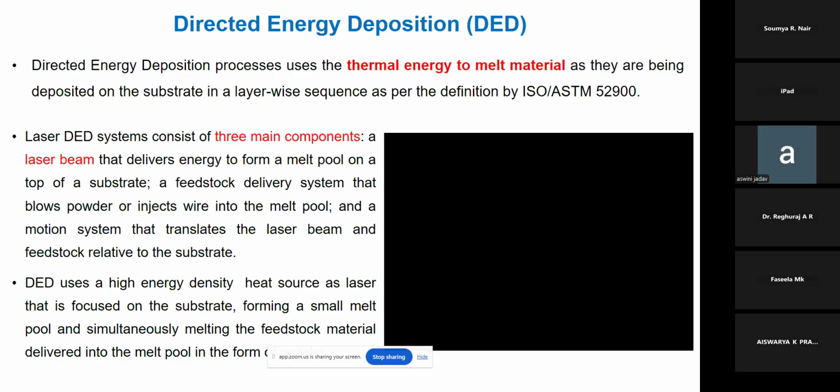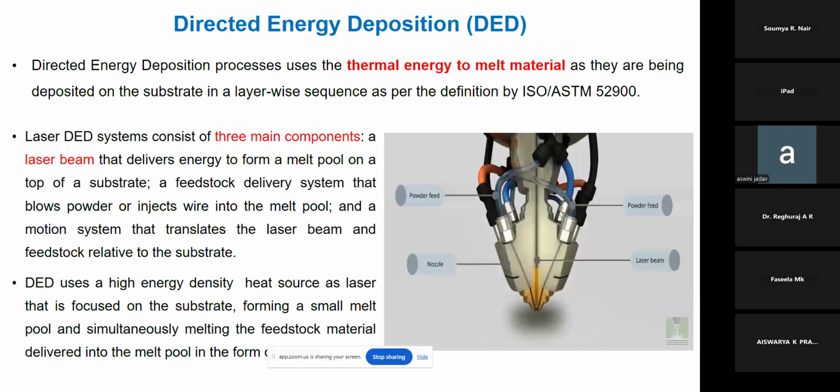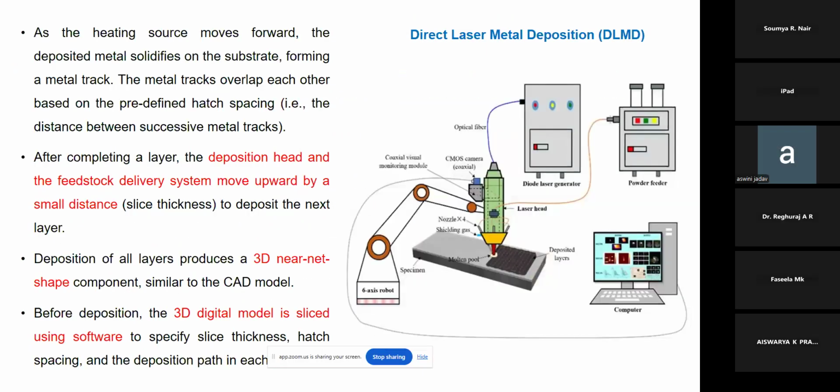So I'll repeat: if the heat source is electric arc and the raw material or the feedstock material is in wire form, then you call that technique wire arc additive manufacturing. That we will discuss in the upcoming slide. Now we are discussing the laser DED machine or powder fed additive machine. In this machine, the heat source is laser and the feedstock material is powder. So laser powder fed additive machine or laser DED machine. These are some different names they coined, right?